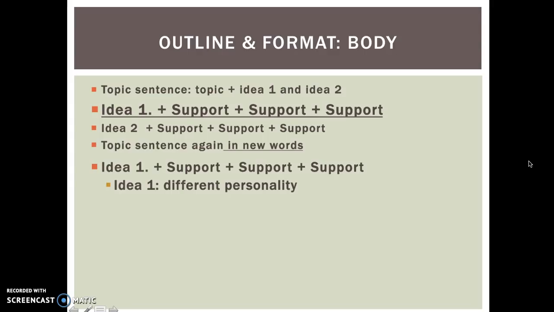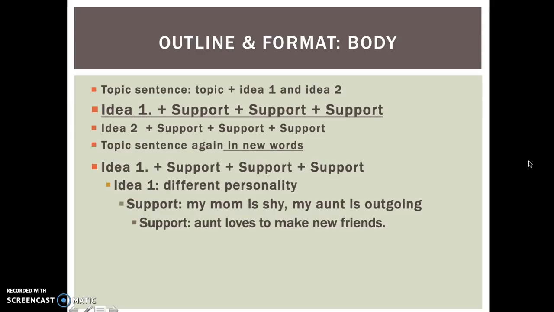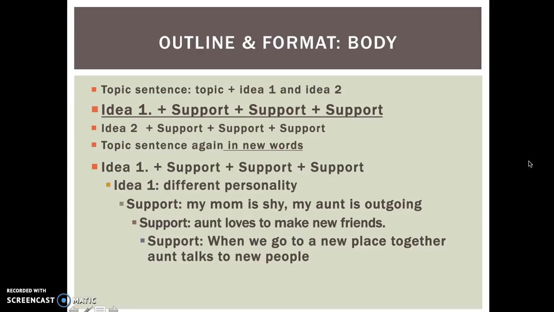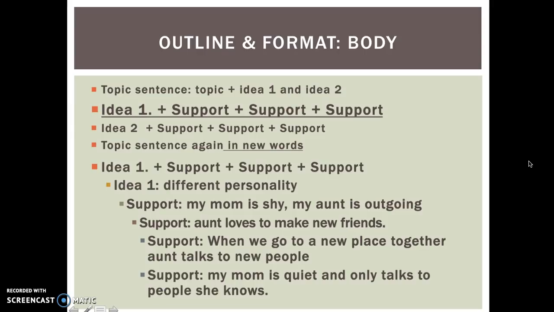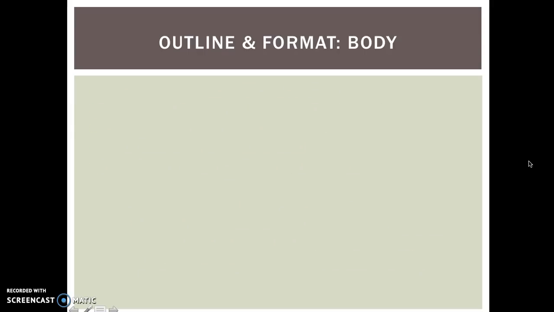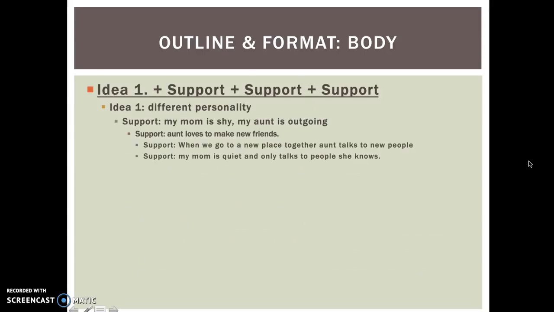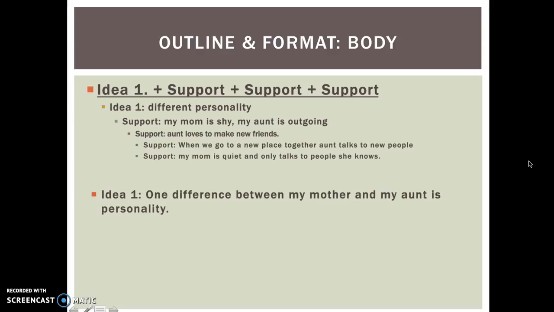And after I brainstormed, I thought, okay, my mom is shy, my aunt is outgoing, my aunt loves to make new friends. When we go to a new place together, my aunt talks to new people. My mom is different because my mom is quiet and she only talks to people she knows. So I'm going to put these ideas together and say one difference between my mom and my aunt is personality.